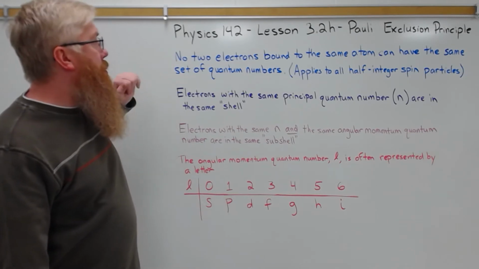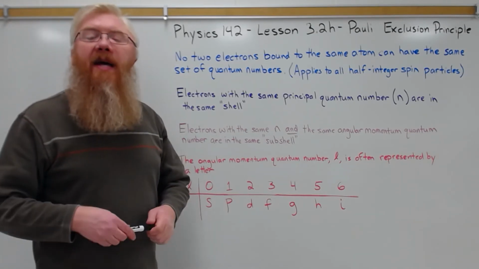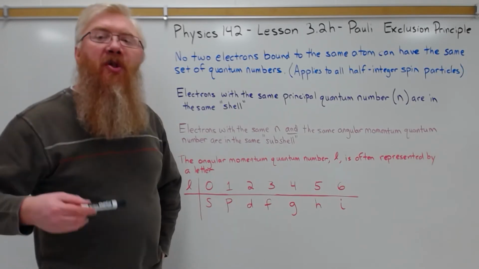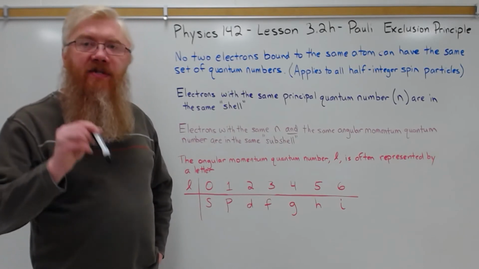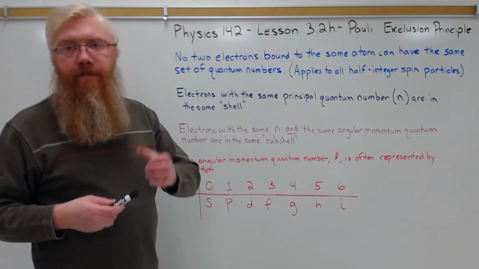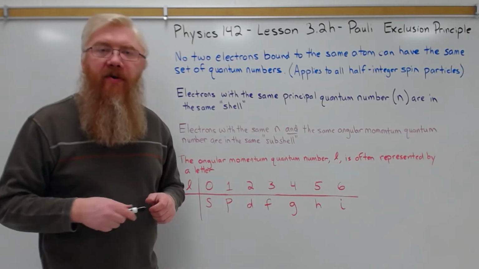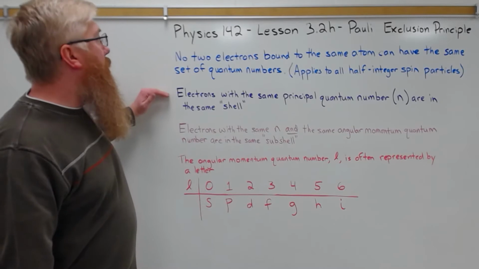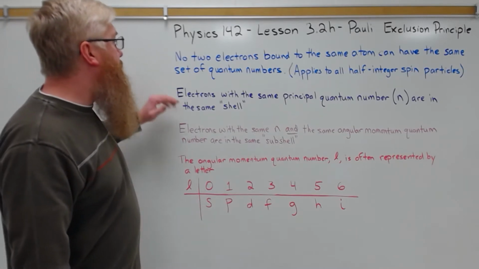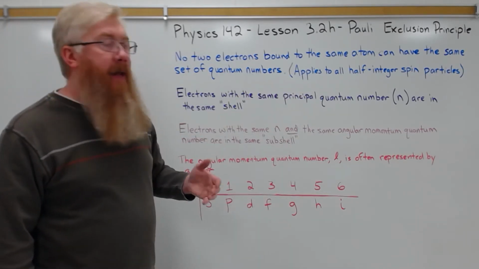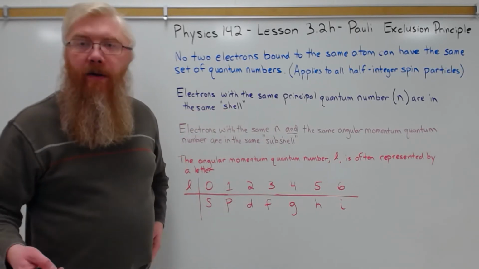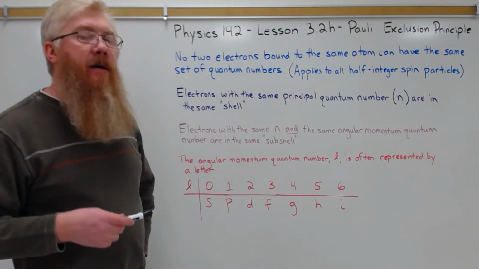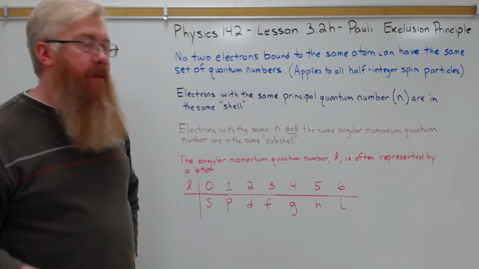So Pauli discovered this, and this is incredibly helpful when building atoms. So when we talk about atoms that have multiple electrons in them, those electrons have to have specific locations in the atom, specific energy levels that can't overlap with other electrons. So in an atom, electrons with the same principal quantum number, n, are called the same shell. So you have the n equals 1 shell, the n equals 2 shell, the n equals 3 shell for different energy levels in an atom.